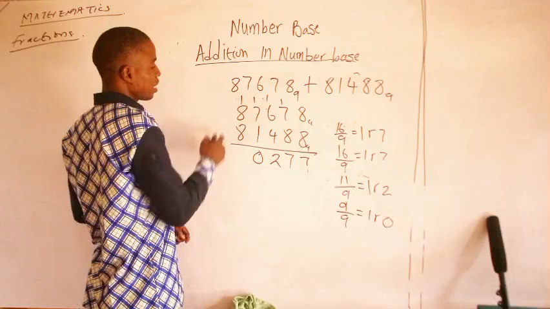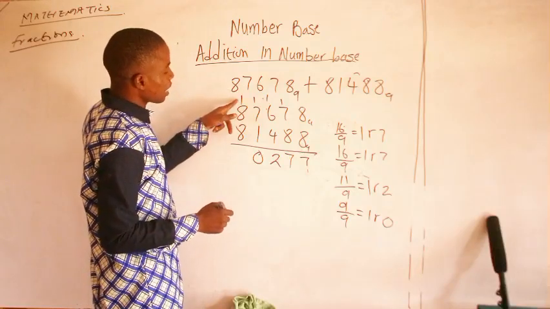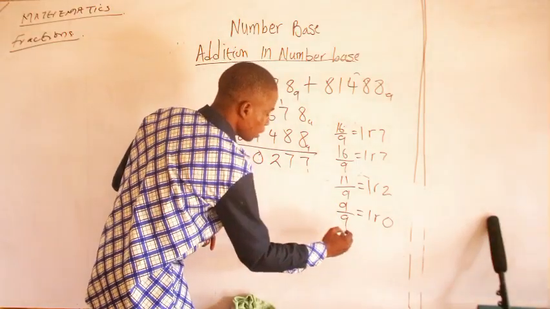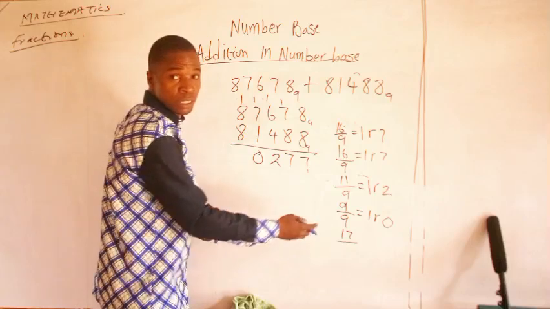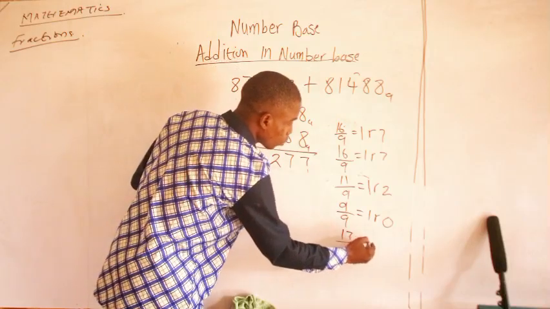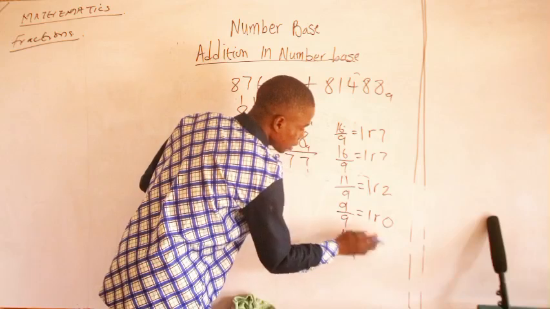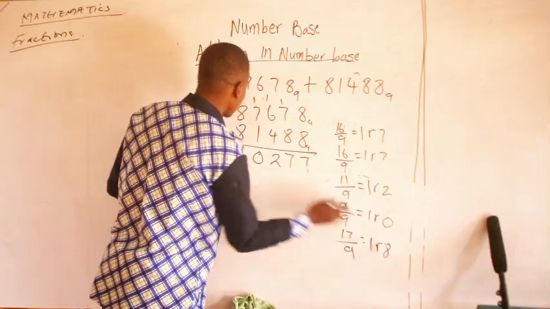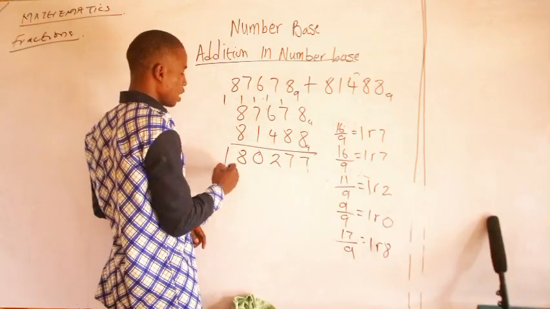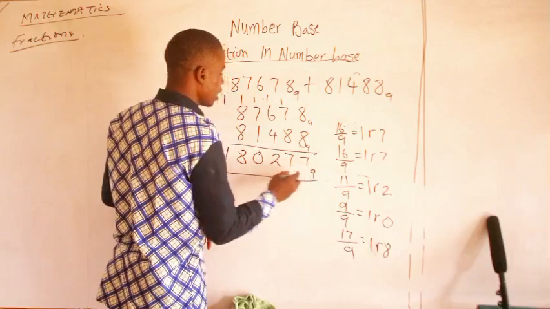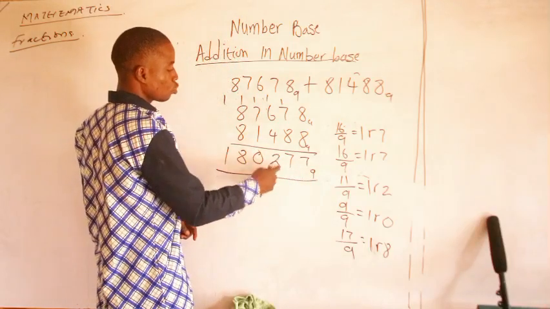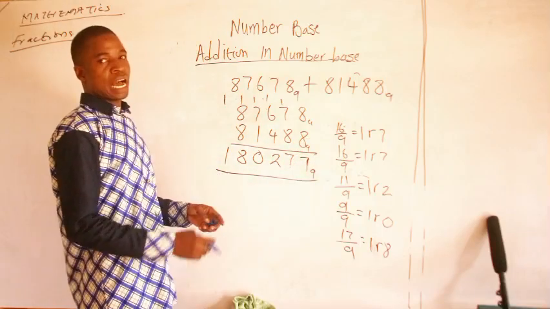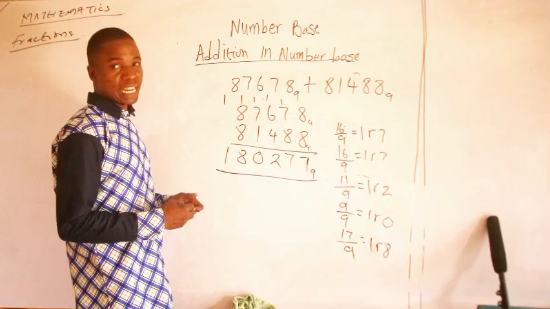This one is 16, and with the carry, that's 17. 17 divided by 9 equals 1 remainder 8. You write 8. The next one, you put it up here. Now, this one is base 9, and the answer will be 180297 in base 9. And this is the addition. We'll be looking at the next one.